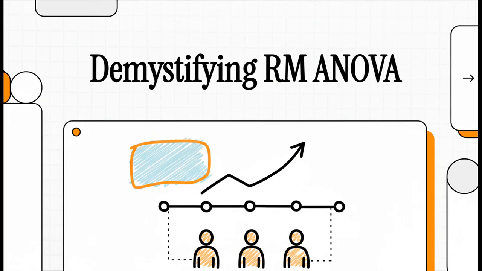All right, welcome back. Today, we're going to demystify a real statistical powerhouse, repeated measures ANOVA. If you've ever wondered how scientists can actually track real, meaningful change in people over time, well, this is the tool they use. Let's dive in and see how it all works.